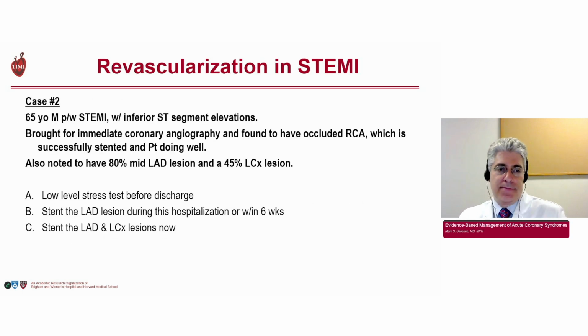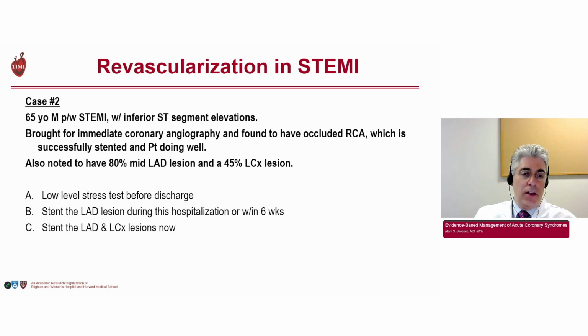So here's a second case. A 65-year-old man presents with a STEMI, inferior ST segment elevations, brought for immediate coronary angiography, found to have an occluded RCA. That's successfully stented, and the patient's doing well. It's also noted to have an 80% mid-LAD lesion and a 45% left circumflex lesion. What would you do at this point?